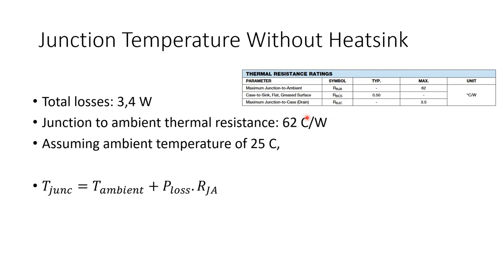In the first part, as I said, I'm going to use the case without heatsink. Our total losses are around 3.4 watts, and the junction to ambient thermal resistance is given as 62 Celsius per watt in the datasheet of the MOSFET. And assuming an ambient temperature of room temperature, which is around 25 Celsius, one can find the junction temperature of the MOSFET using this formula.